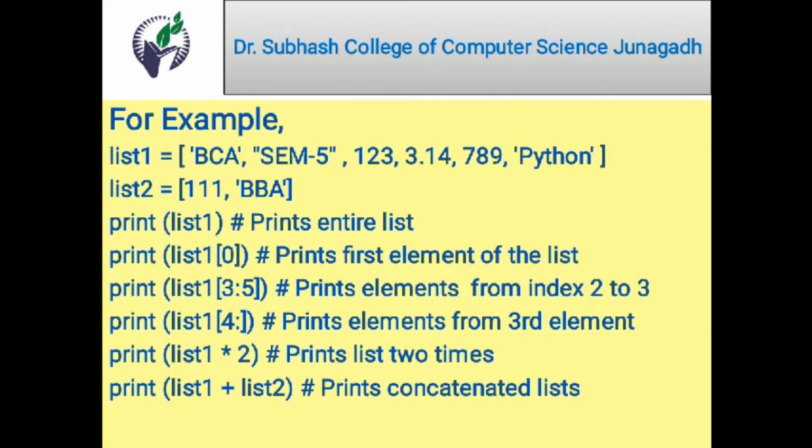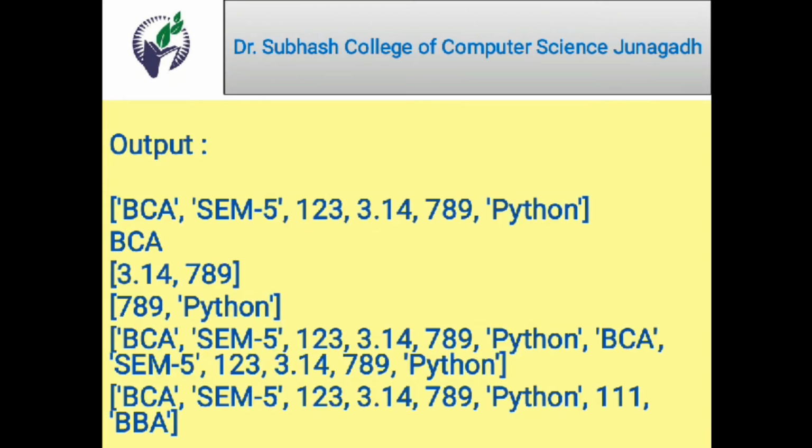List repetition twice: 2 times it will print the same list, so the entire list will be printed from BCA to Python 2 times. Here BCA to Python, again it will start from BCA, same file, same sequence, and Python, 2 times.